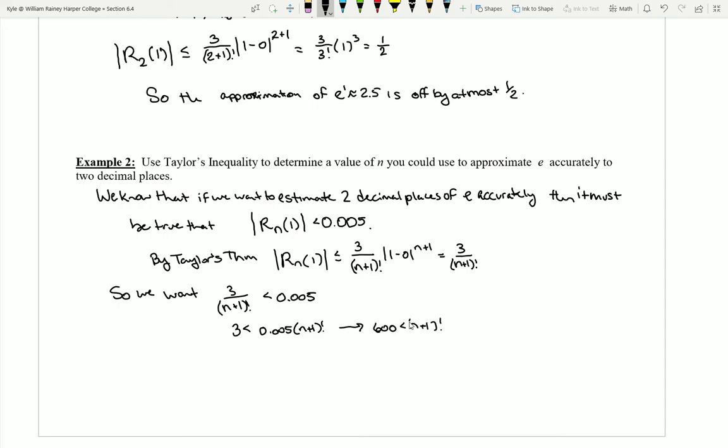And here's where I might have to start doing some guessing and checking. I'm curious right now, what would be a value of n that could make the right side bigger than what's on the left side? So clearly a value of 1 isn't going to cut it, because 2 factorial is not bigger than 600. But what about if I plugged in a 3 or a 4 or a 5?